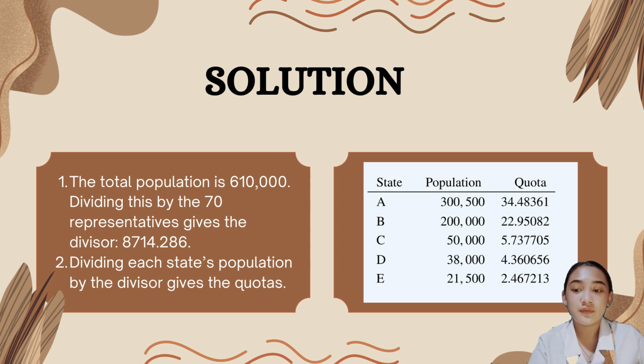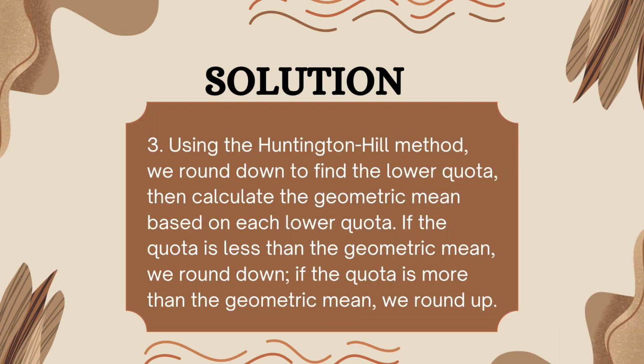Step 2. Dividing each state's population by the divisor gives the quotas. State A, 34.48361. State B, 22.95082. State C, 5.737705. State D, 4.360656. State E, 2.427213. Step 3. Using the Huntington-Hill method, we round down to find the lower quota, then calculate the geometric mean based on each lower quota. If the quota is less than the geometric mean, we round down. If the quota is more than the geometric mean, we round up.